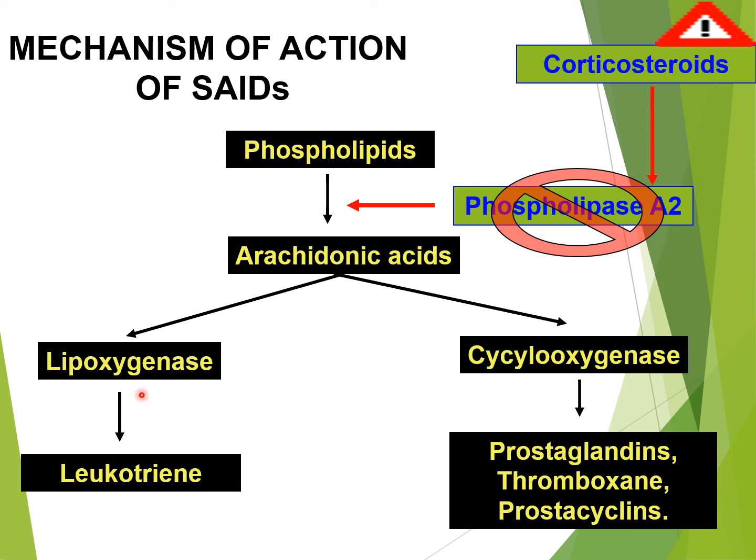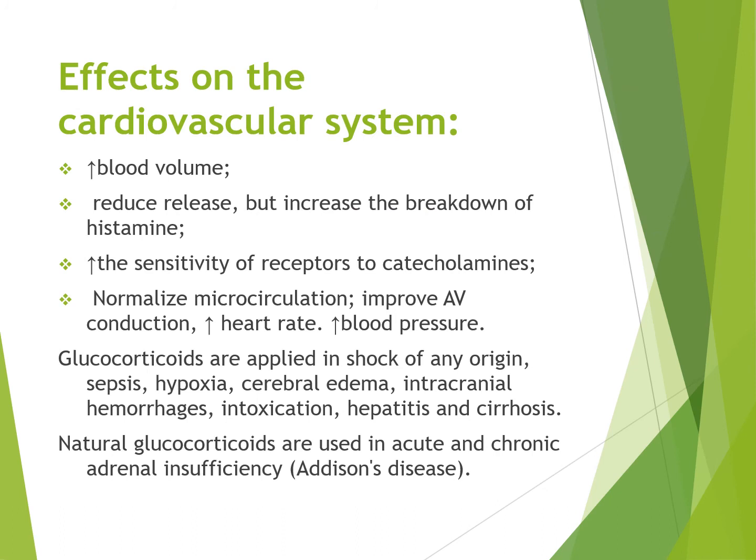Due to the inhibition of lipoxygenase, there is inhibition of leukotrienes, and the inhibition of cyclooxygenase leads to the inhibition of prostaglandins, thromboxane, and one type of prostaglandins is prostacyclin. Effects on the cardiovascular system of glucocorticoids. They increase blood volume. Yes, we discussed it, due to the increase of water salt retention.